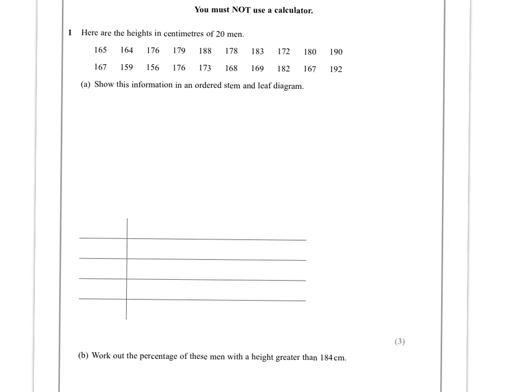So we need to complete an ordered stem and leaf diagram in this situation. So we'll put the stems in first. And I think there's a 1, 9 as well, good. And then, as it's ordered, what I tend to do is, I tend to do this again.